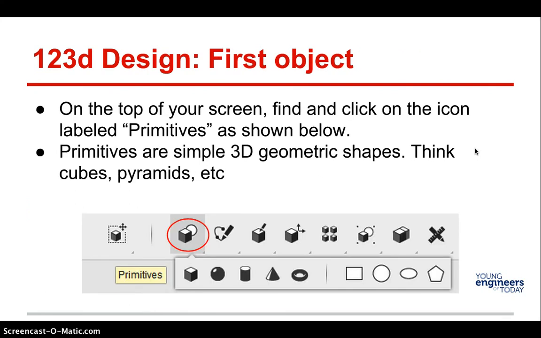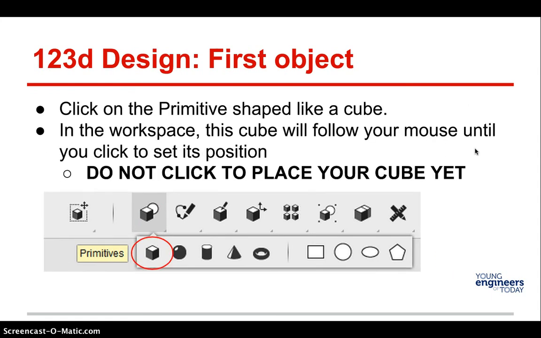Now, on the top of the screen, you'll find and click on the icon labeled primitives, as shown below. Primitives are simple 3D geometric shapes. They're cubes, spheres, cylinders, etc. And they're broken up into 3D, and then to the right of them, there are 2D primitive shapes. All right, we'll get into those in future lessons.